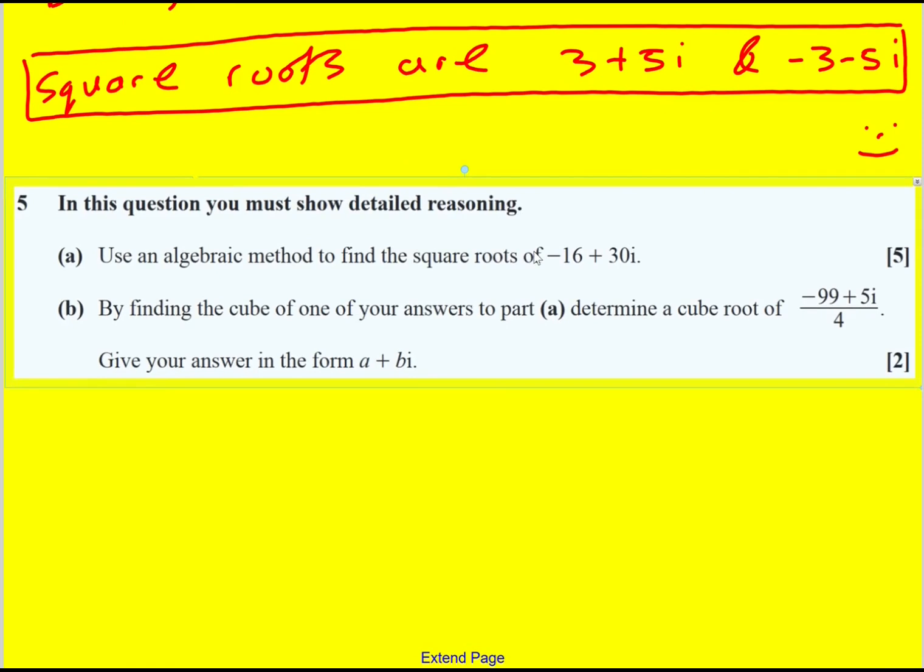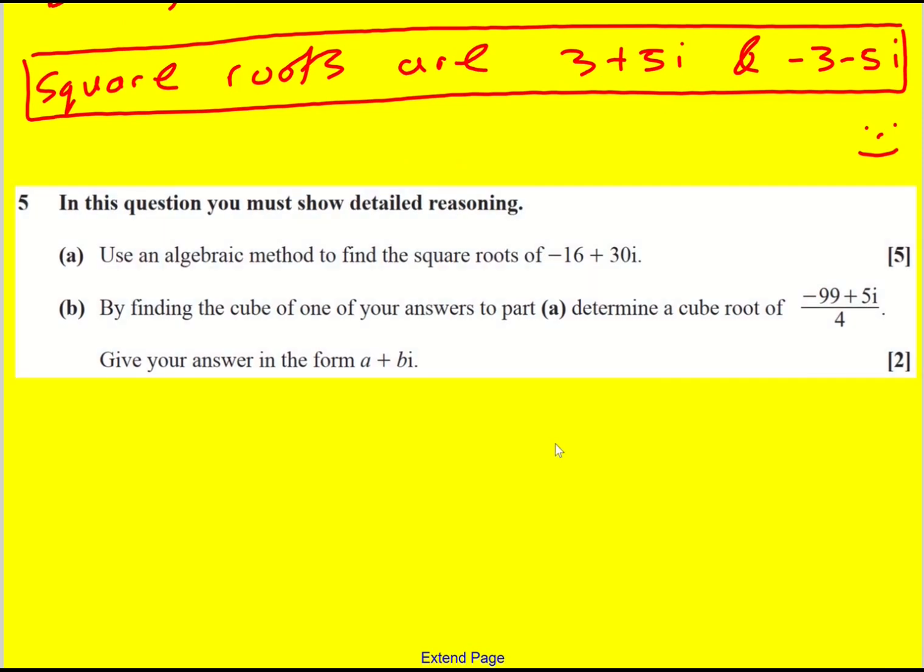So we're then told, by finding the cube of one of our answers, determine the cube root of this. Okay, I like it. Right, well, we know that we're going to square our complex number to give minus 16 plus 30i. It's just then which one we are going to times by. And now I need a minus 99. So I think I need the 3 because I've got the minus 16 here. Otherwise, I'm going to start getting positives.